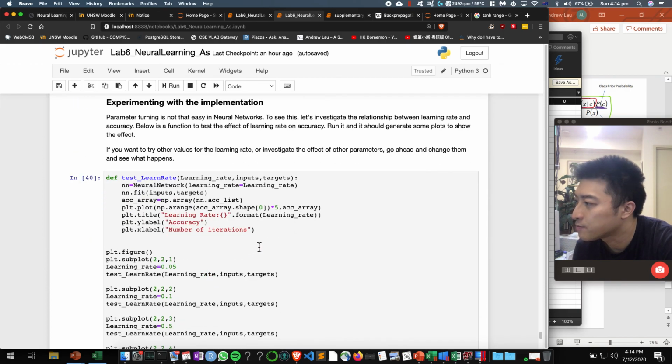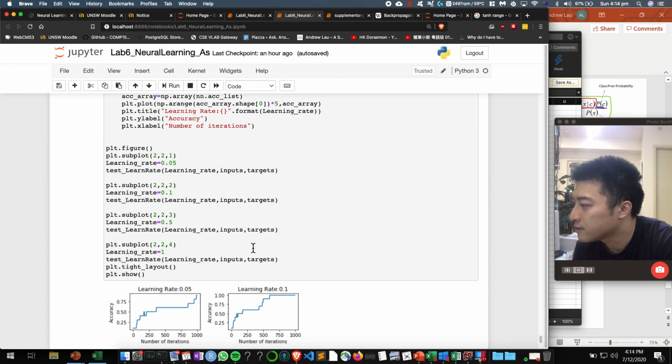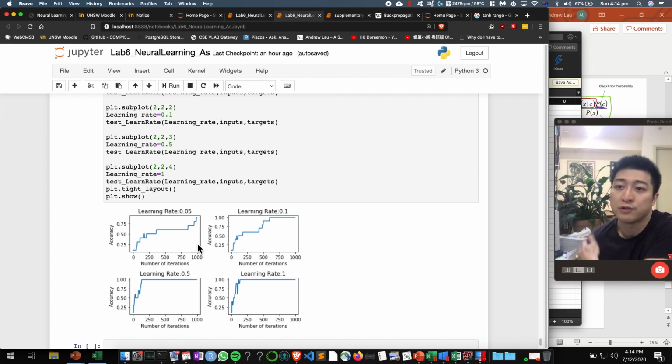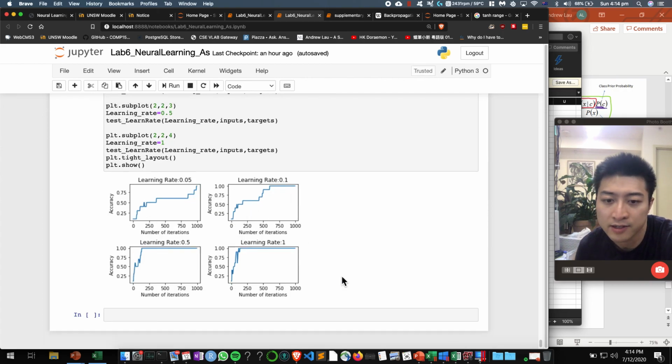Cool. And then you can experiment with this implementation with different learning rates, which is a hyperparameter. In neural network learning, hyperparameter tuning is quite big. So you play around with all the hyperparameters and see which one will perform the best on your validation, test, or cross-validation data set.